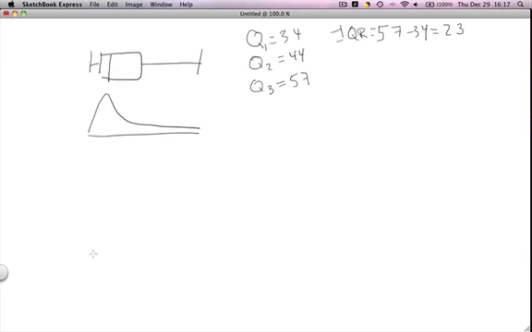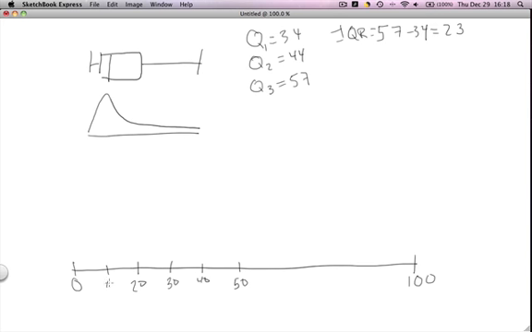Now, let's go sketch this. I'm going to make this a value of 0, and we'll put this as the value 100. And let's create our axis. So let's call that 50. Here's 40. Here's 30, 20, and 10. And we'll write in all of our numbers.